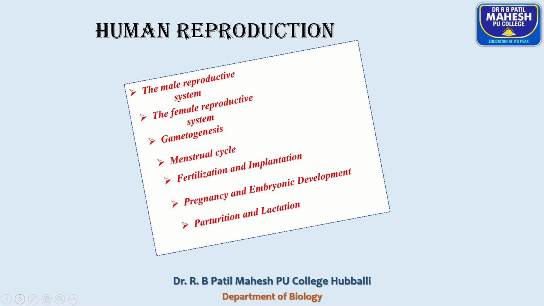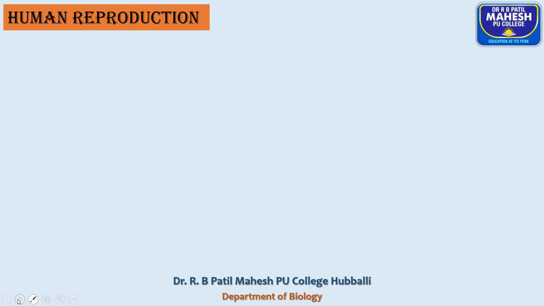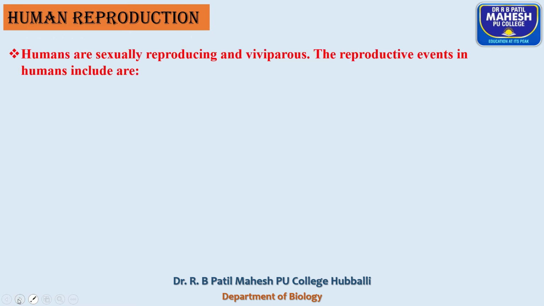So let us start with human reproduction. In this topic you are going to study the male reproductive system, the female reproductive system, gametogenesis, menstrual cycle, fertilization and implantation, pregnancy and embryonic development, and lastly parturition and lactation. So let us start with the male reproductive system.